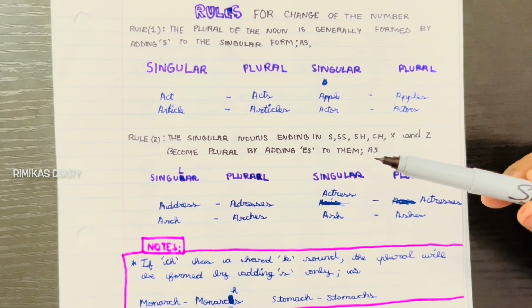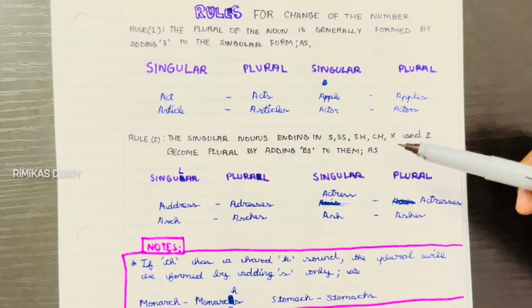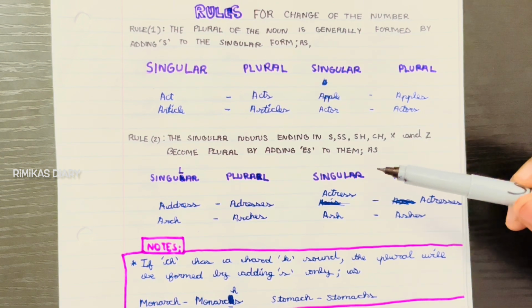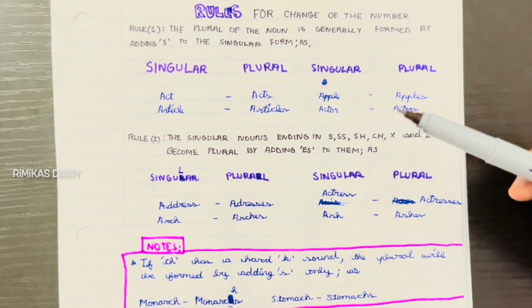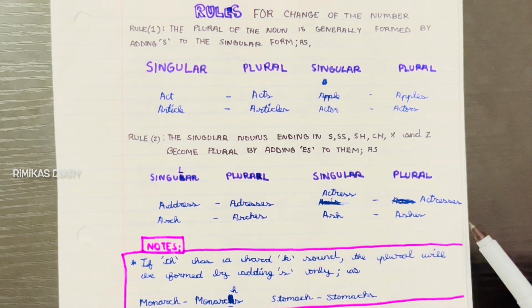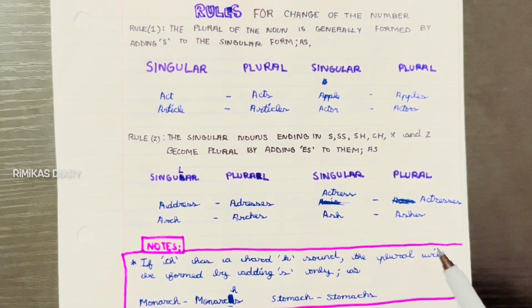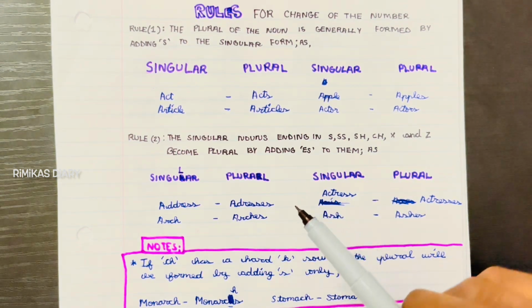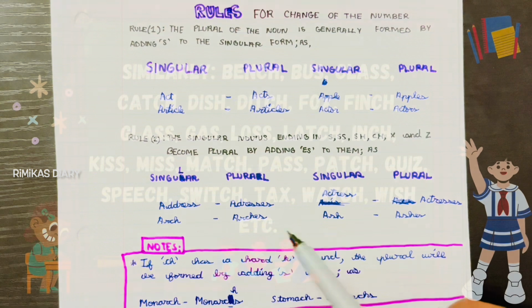Rule number 2. Singular nouns ending in s, ss, sh, ch, x become plural by adding es to them, as in address, addresses; arch, arches; actress, actresses; ash, ashes. So here, to make the plural form, we added es at the end.